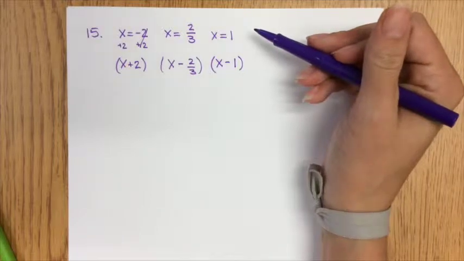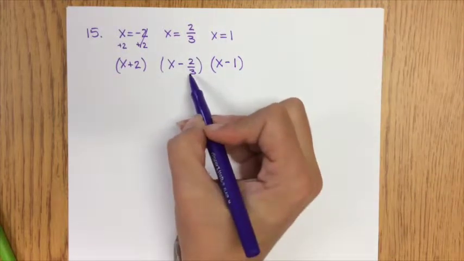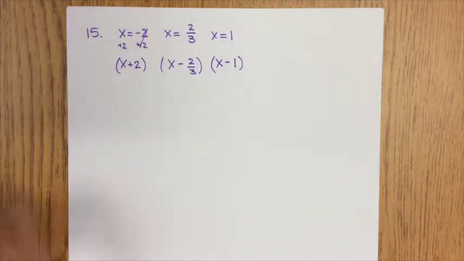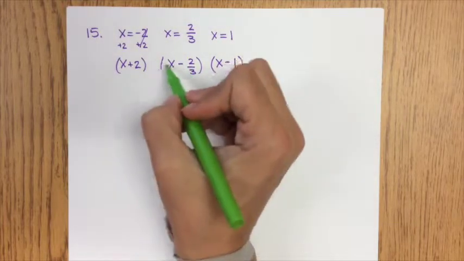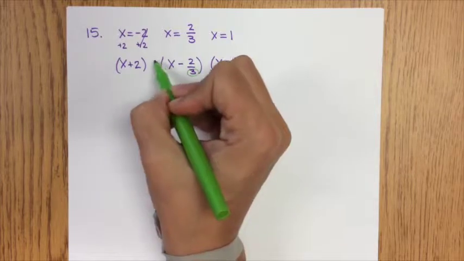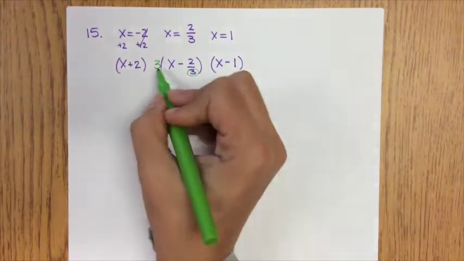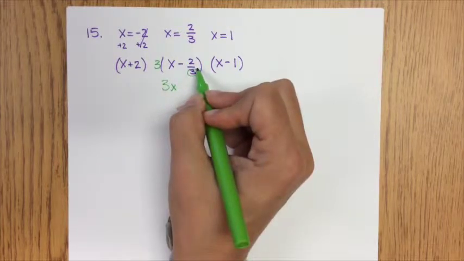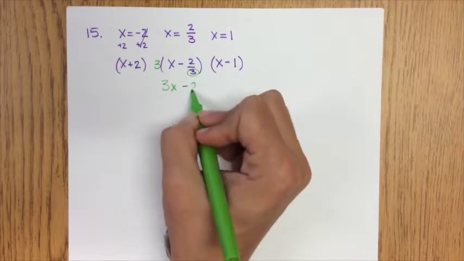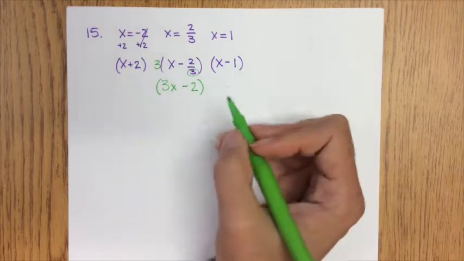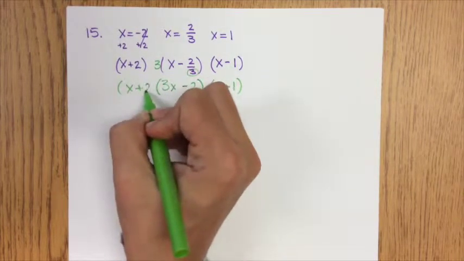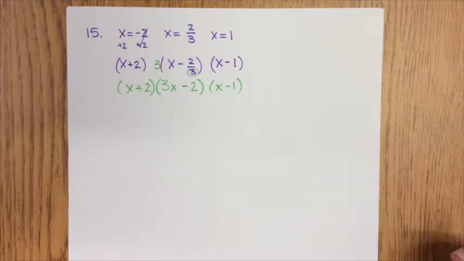All right, next. This is ugly. And get it out of a fraction. The easiest way to get it out of a fraction is to multiply the whole thing by the denominator. So multiply the whole thing by 3. 3 times x is 3x. 3 times negative 2/3, the 3's cancel out, so it's minus 2. So now we have 3 factors, and we are going to multiply them together, 2 at a time.